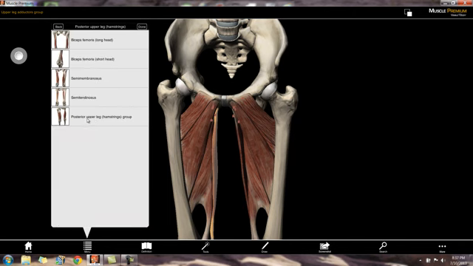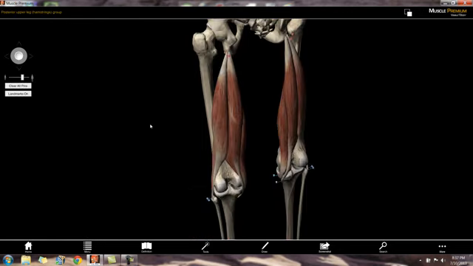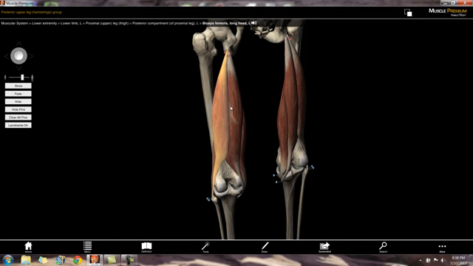Okay, so our hamstring group we think of as knee flexors. Which is true, they are all knee flexors based on their attachment, but they are multi-joint muscles, so they do cross the hip joint by virtue of their attachment on the ischial tuberosity.